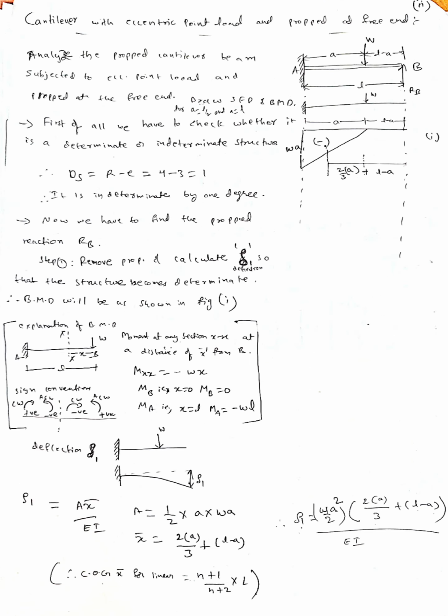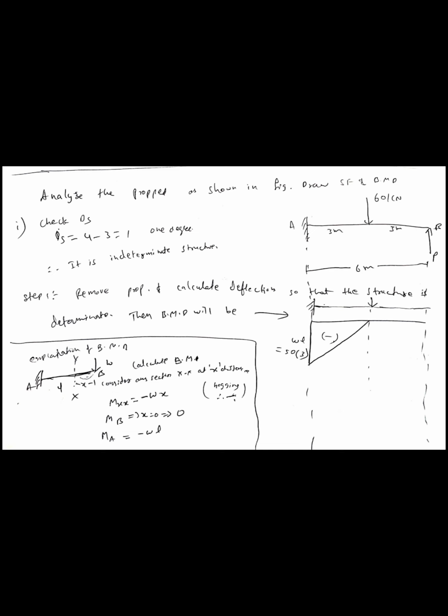Analyze the propped cantilever beam as shown in the figure. Draw SFD and BMD. Here there is a point load of 50 kN at the center and a prop reaction we need to find. The first step is to check DS equal to 4 minus 3 equal to 1 degree. It is an indeterminate structure. In the next step, we need to remove the prop and calculate the deflection so that the structure is determinate. If we remove the prop and calculate the deflection delta 1, this is your bending moment diagram.